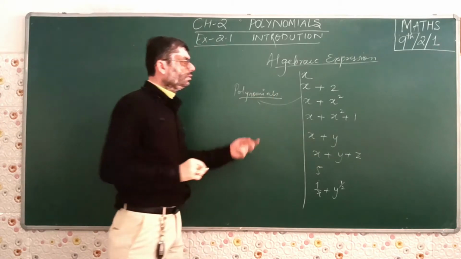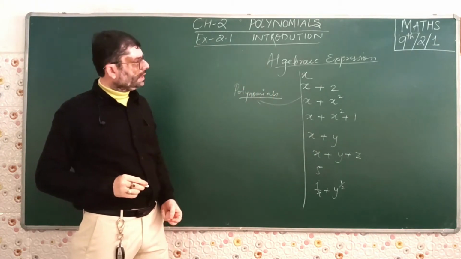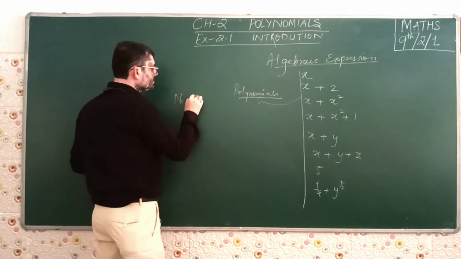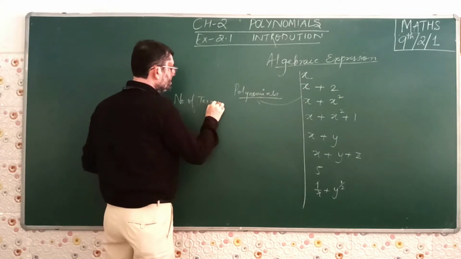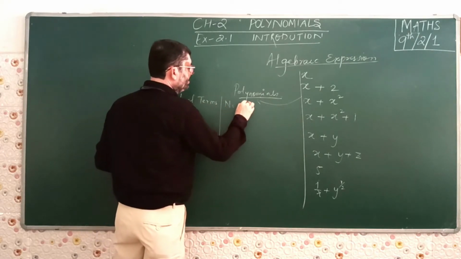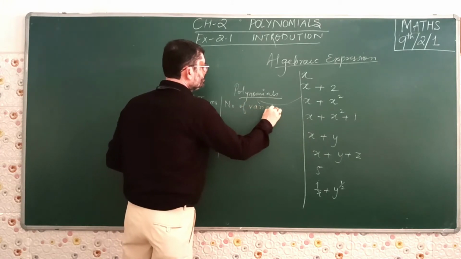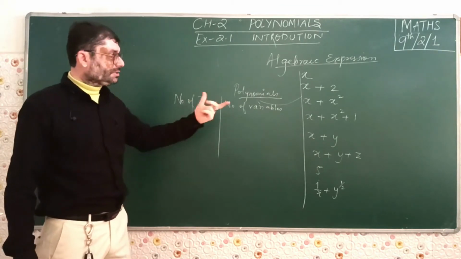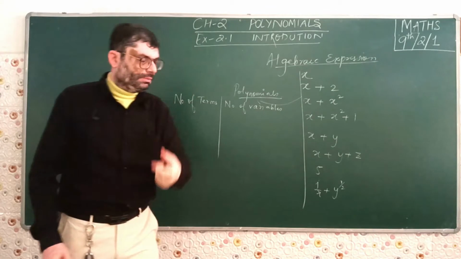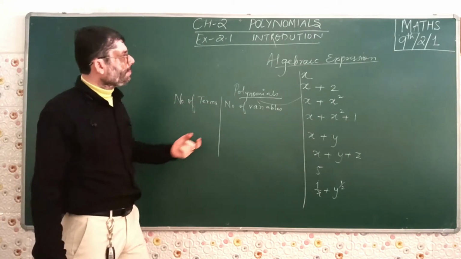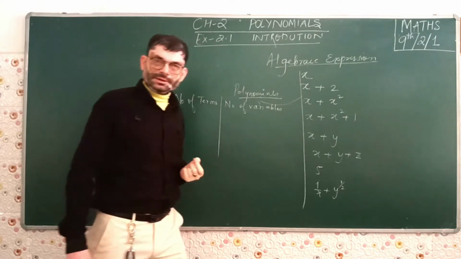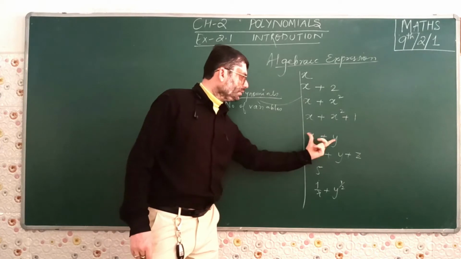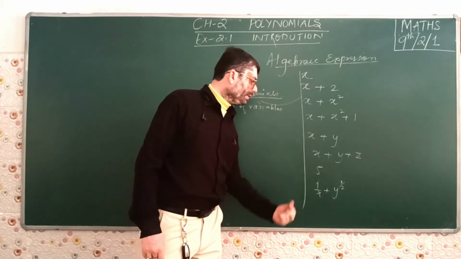What we were talking about, in each algebraic expression we have seen two things. One was the number of terms we had noticed, and second, the number of variables used. Number of terms and number of variables. There is one more thing we have to notice, but not now. We'll be moving on to that. First, number of terms. Here, how many terms were there? 1, 2, 2, 3, 2, 3, 1 and 2.